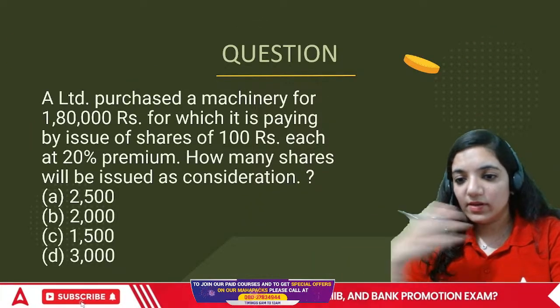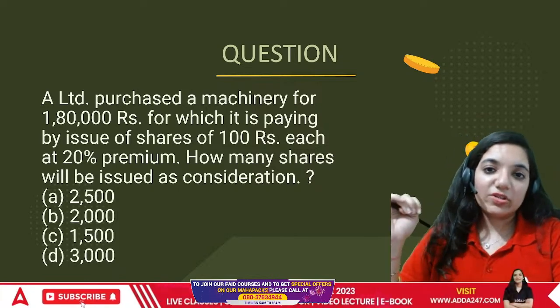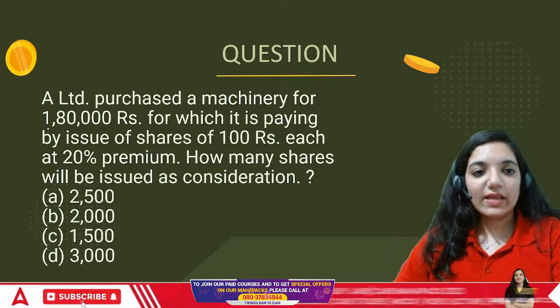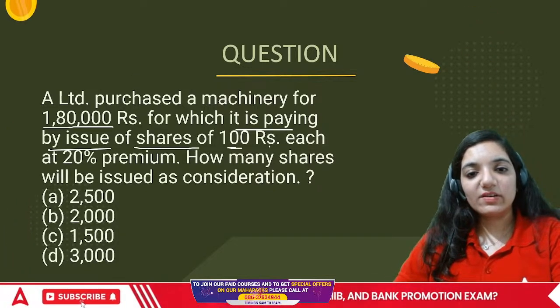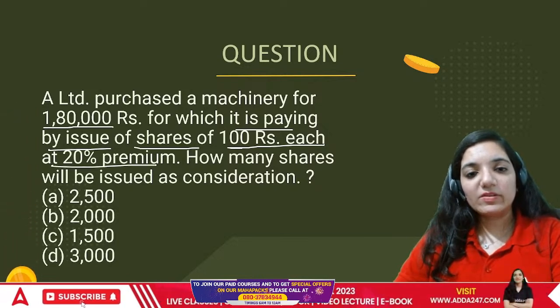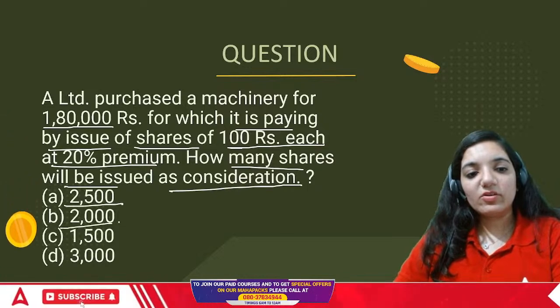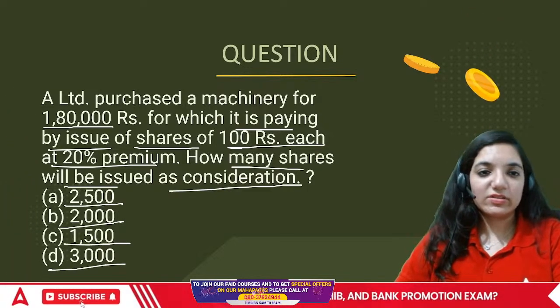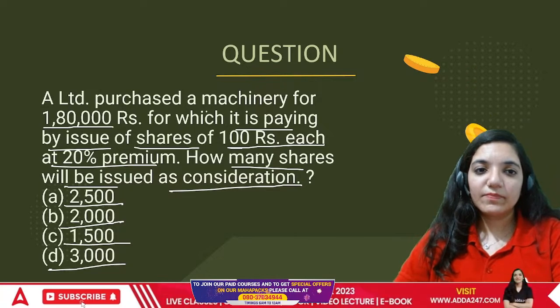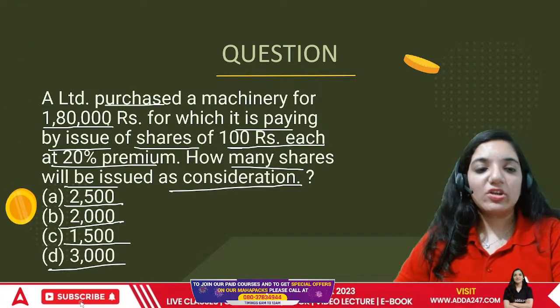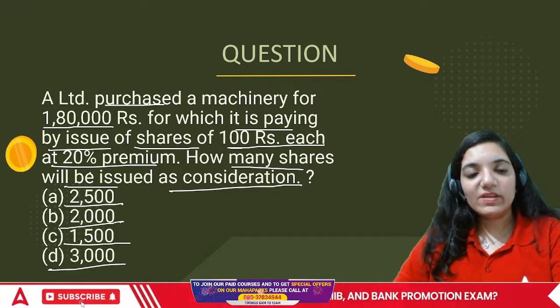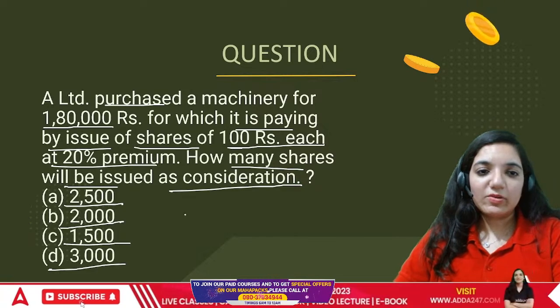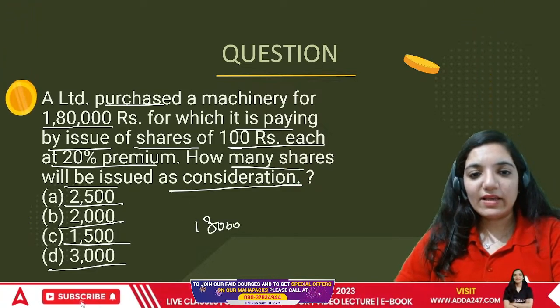Next question. A Limited purchased a machinery for 1,80,000 for which it is paying by issue of shares of ₹100 each at a premium of 20%. How many shares will be issued as consideration? 2,500, 2,000, 1,500 or 3,000? So basically the purchase consideration is 1,80,000.